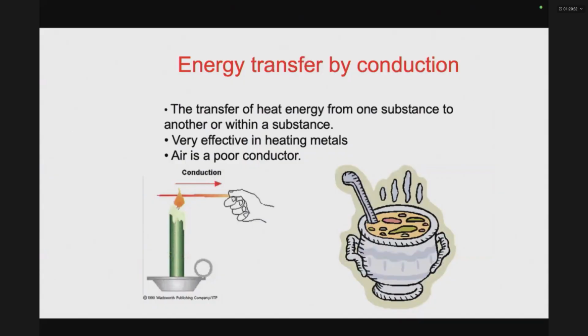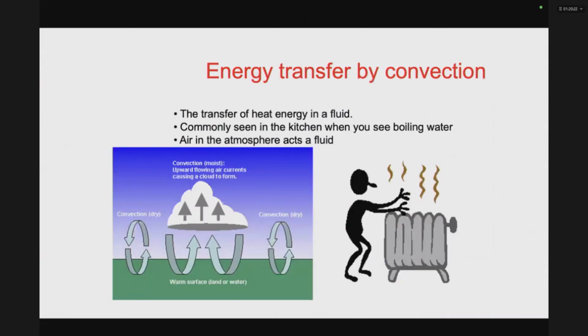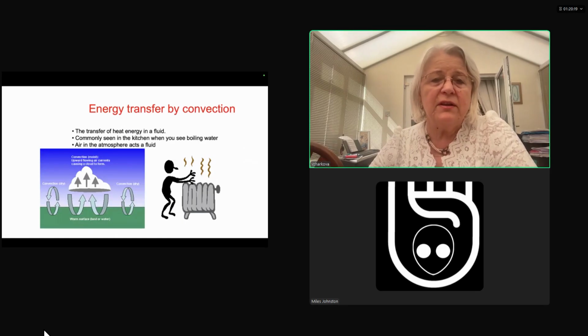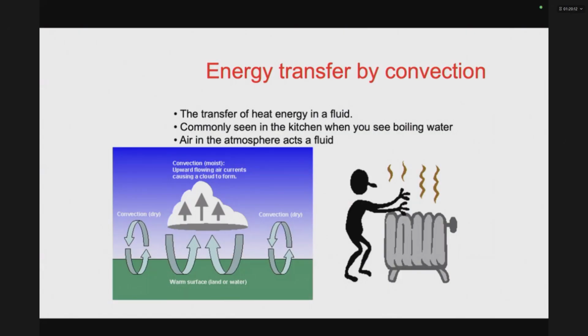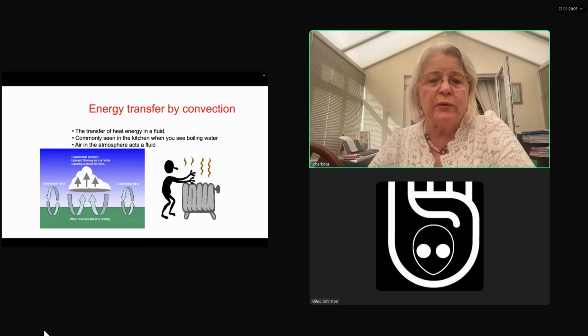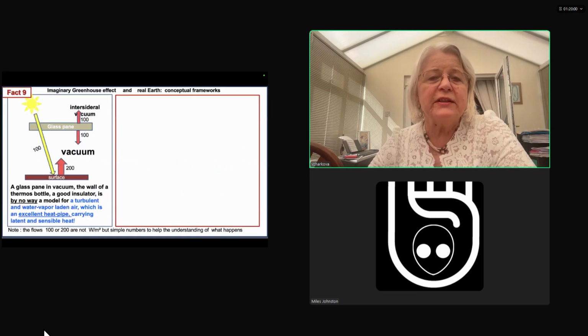And energy transfer by conduction requires one substance to touch another. It is very effective in heating metals, but air is a very poor conductor, not suitable. The same goes for energy transfer by convection. It is more related to fluids, but air in the atmosphere would have to act as a fluid. And definitely it is not in thermodynamic equilibrium, as people assume when using the Boltzmann formula or the Planck formula for intensity. So what is wrong with these guys who put CO2 as the main source of heating?